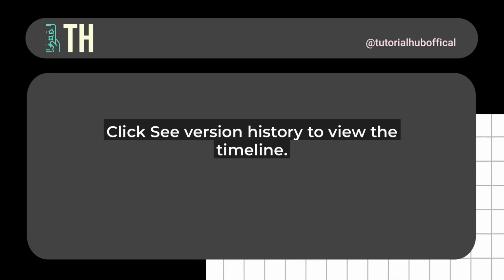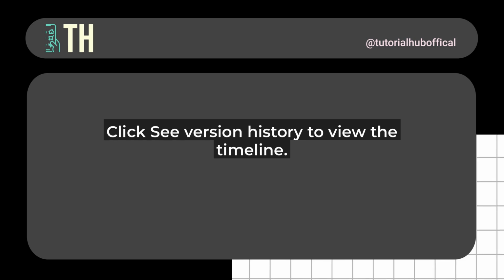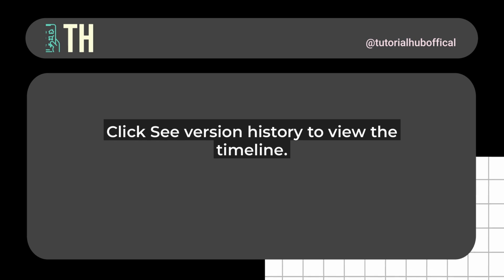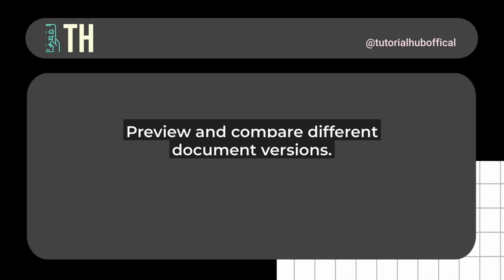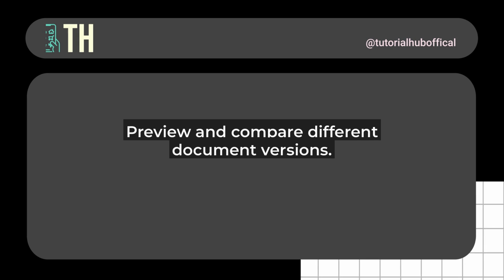Now, from the Version History dropdown, choose See Version History. You'll be taken to a sidebar that shows a timeline of all changes made to the doc. It's like a time machine. Each entry displays the date, time, and who made the edits, perfect for team projects.